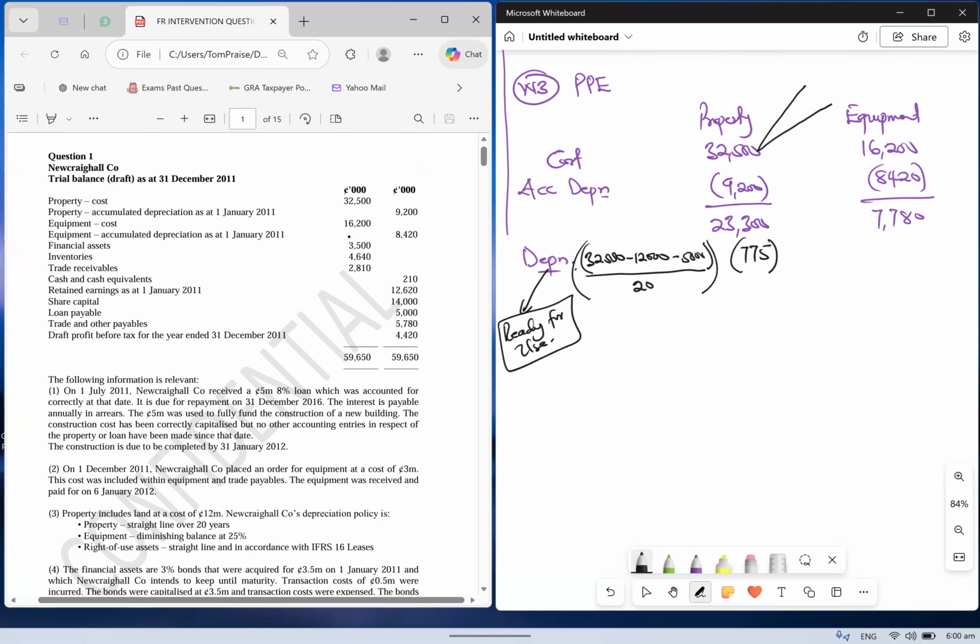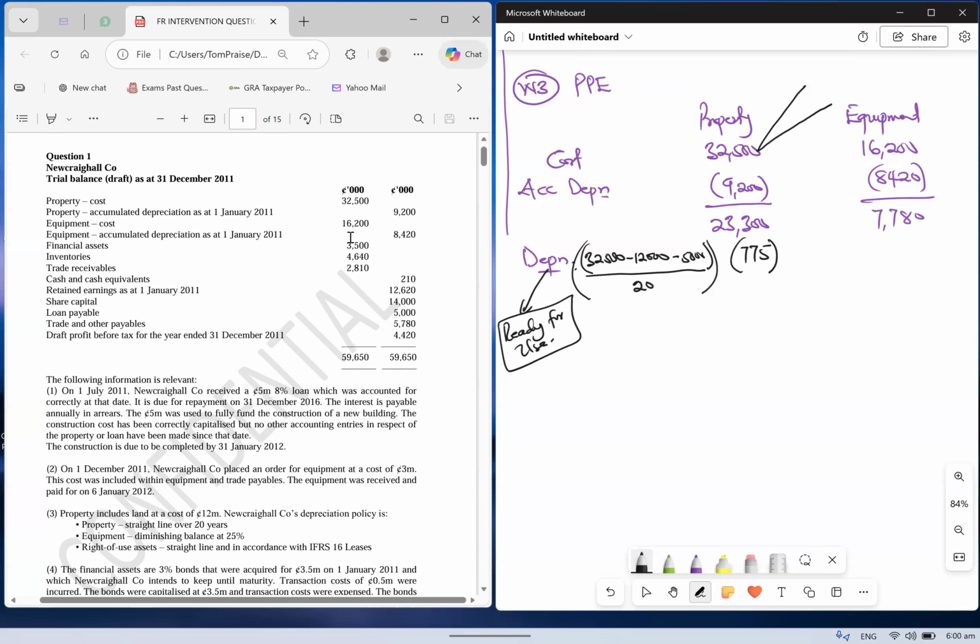So this one, the cost that you have, it is inside because it is on 1st December. And this financial statement is as at December, this trial balance. So it means that you need to be very, very careful. You need to take the 3 million that shouldn't be there out before you can depreciate that one.